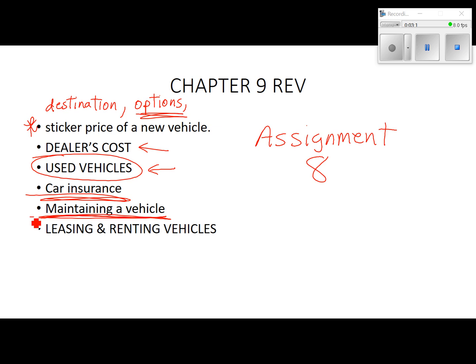Maintaining a vehicle, know some of the things that go into maintaining a vehicle. Different things along the lines of the gas, what we had. Different things that were set, and we'll talk about that. And then there were other things that changed. And then leasing and renting a vehicle, that was the last section that we covered. Actually, it was 2 sections. Just know the different things about leasing and renting vehicles, just little simple things.